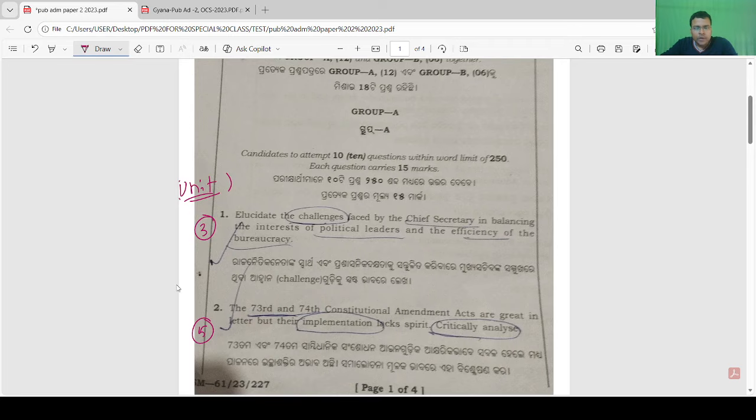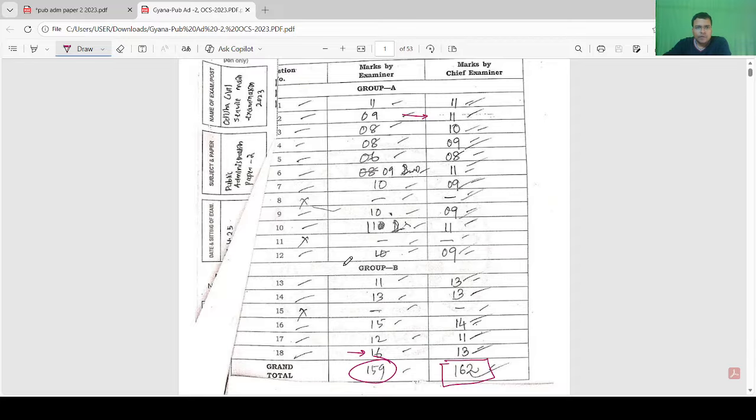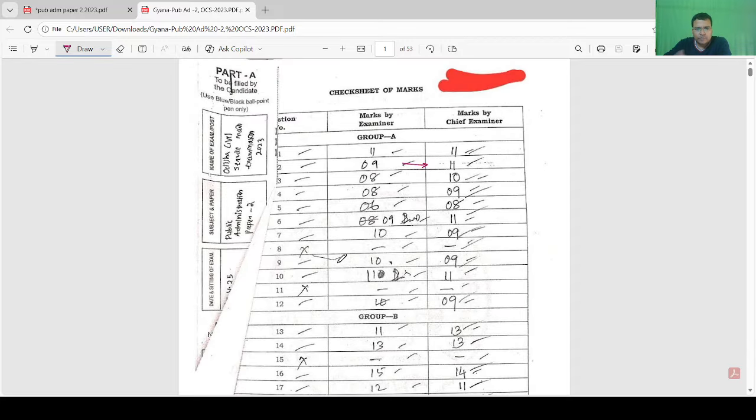Okay. So let's start, and here we will find why he got less marks in some questions, what is missing in those answers, and actually how the OPSC evaluation procedure works. This is the copy from the Odisha Civil Service Examination 2023, last year, Public Administration paper 2. It is marked by the examiner and marked by the chief examiner.